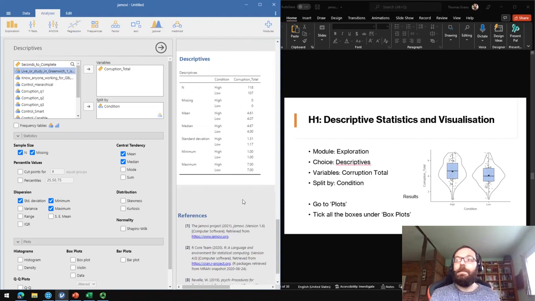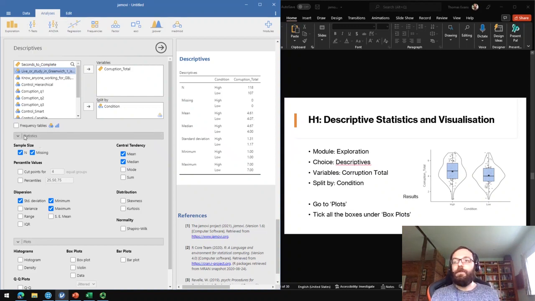So for example, we can see our mean corruption score for our high condition is 4.61, and that's higher than the mean perceived corruption score for our low hierarchy condition, which is 4.07. So this suggests there might be some difference of interest. Let's visualise it, let's have a look at it.